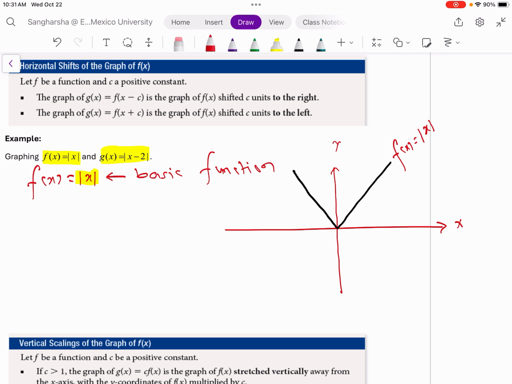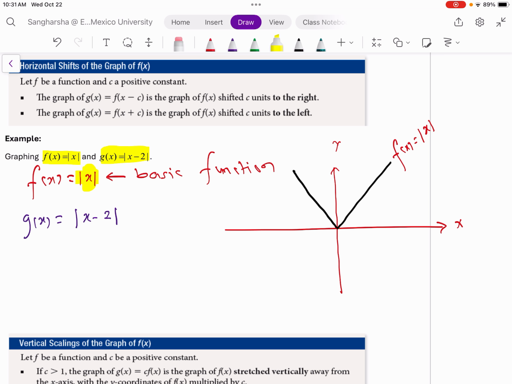So we always start from a basic function, and you draw the graph of the basic function. Now our target is, from the basic function, this is what is given to us. So using the basic function, we have to get g of x. So we have to get g of x equals absolute value of x minus 2. Now how can we get our g of x equals absolute value of x minus 2 from this expression, absolute value of x?